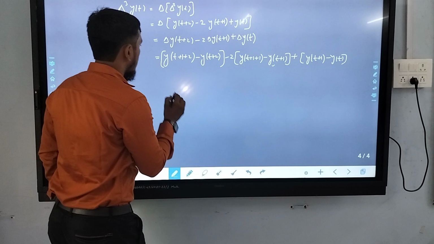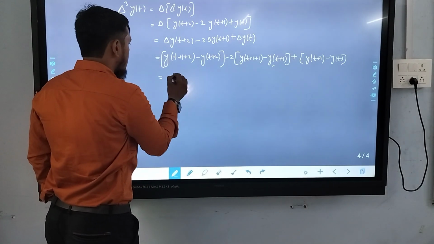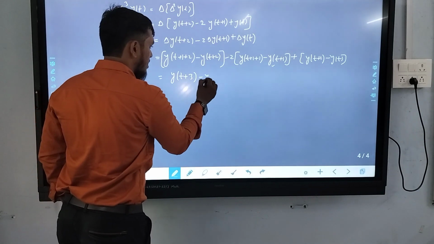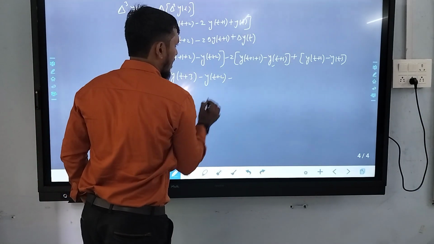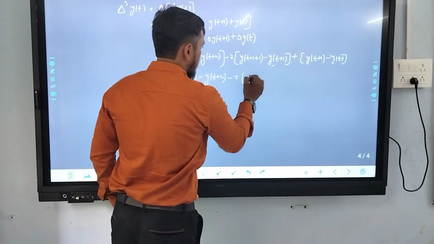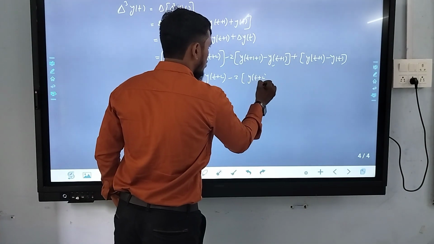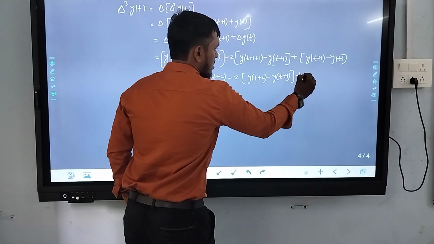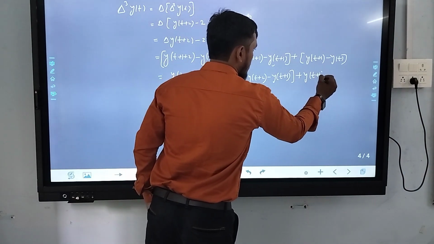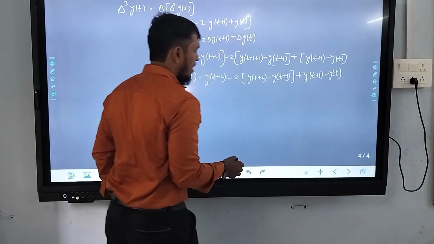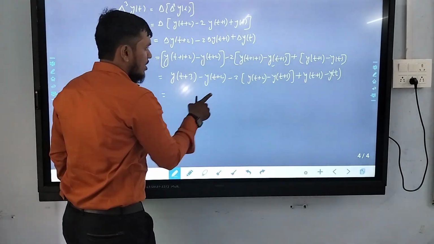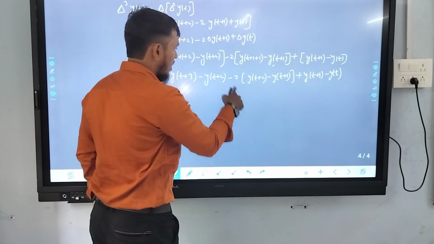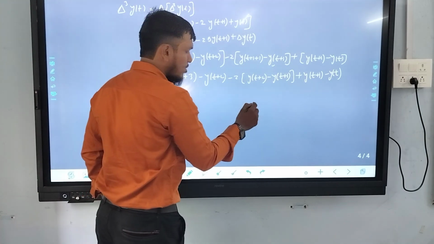Okay. Yes. So after simplification we get y of t plus 3 minus y of t plus 2, and minus 2 times y of t plus 2 minus y of t plus 1, and this is y of t plus 1 minus y of t. Now again, further simplify it. So you can see here this is minus 2 times y of t plus 2, and this minus minus becomes plus.